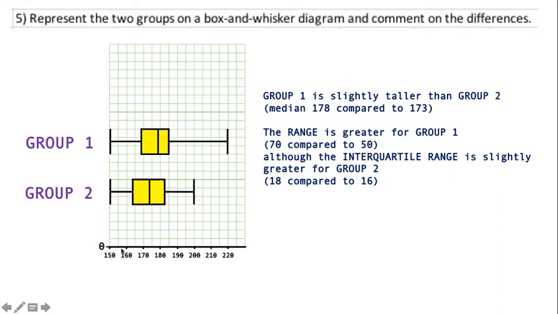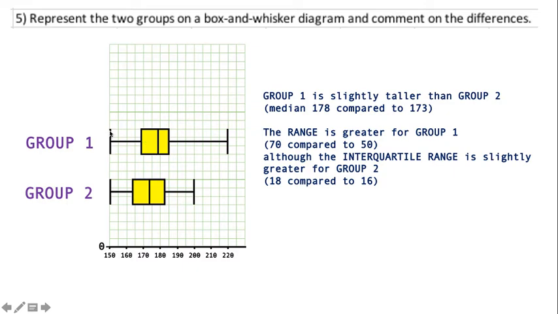A box and whisker diagram is a classic way of comparing 2 different groups of people over a similar property, in this case their heights. I've got the heights along here on the horizontal axis. I should really have labeled that axis height in centimeters, so slap wrist for me. So this is group 1, showing the full range of the data.